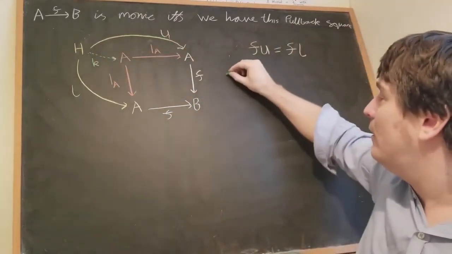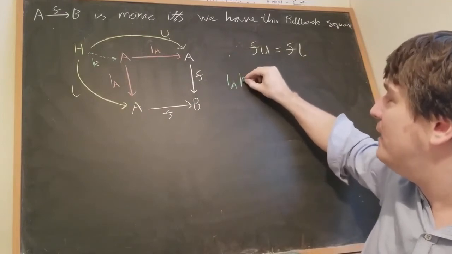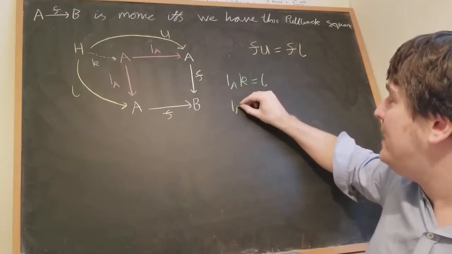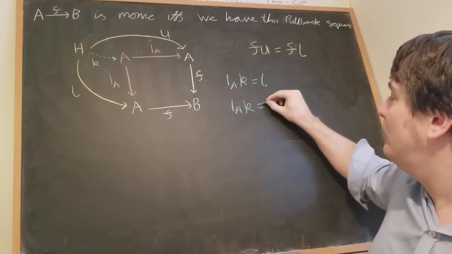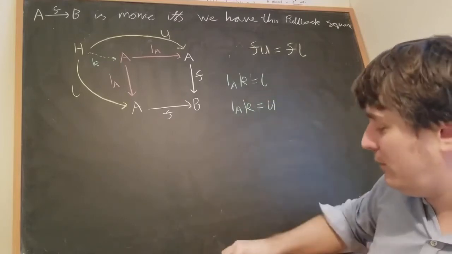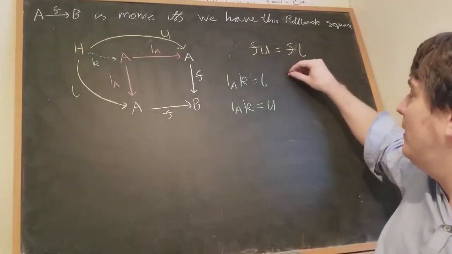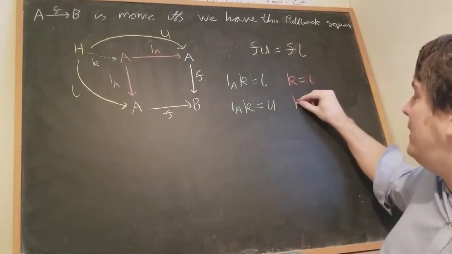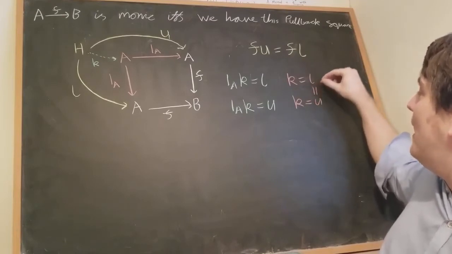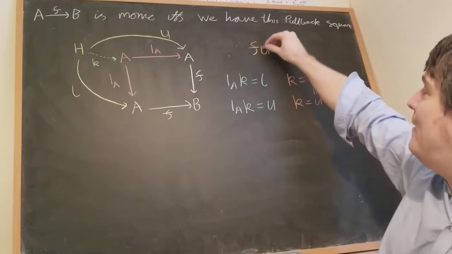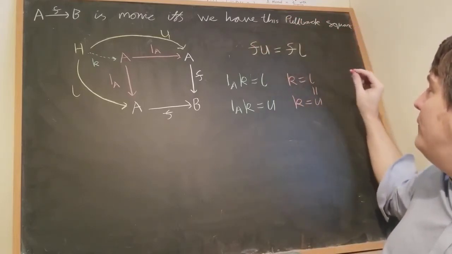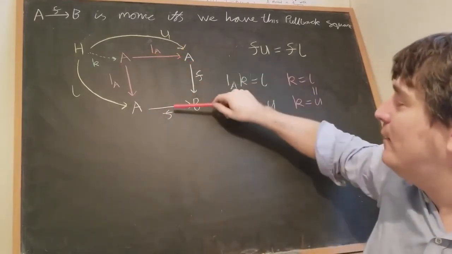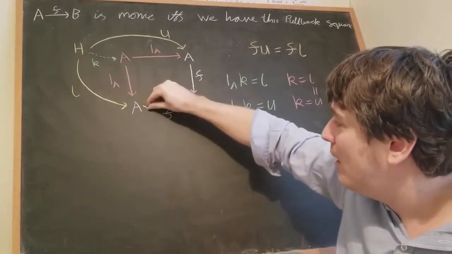Which is such that 1A after K is equal to L, and 1A after K is equal to U. And so this means, and this equation here implies that K equals L, and this equation here implies that K equals U. So we have that L equals U. So we started with the assumption that F after U equals F after L, and we have that U equals L. So that proves that when this is a pullback square, this arrow F here is indeed a monomorphism.